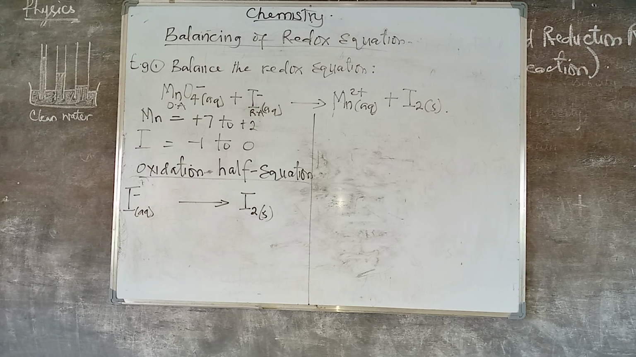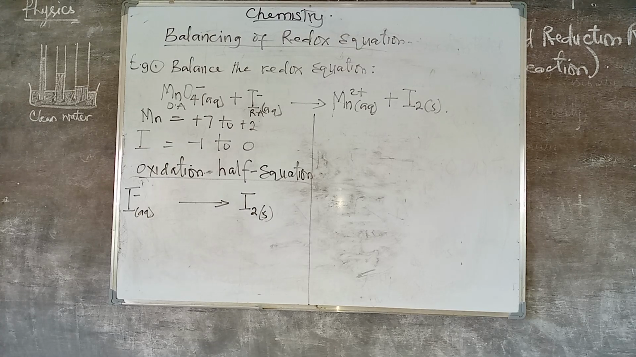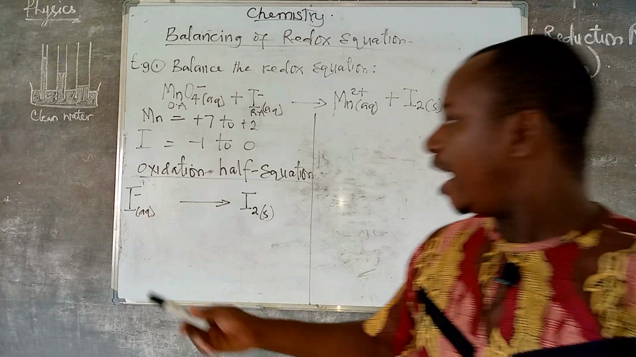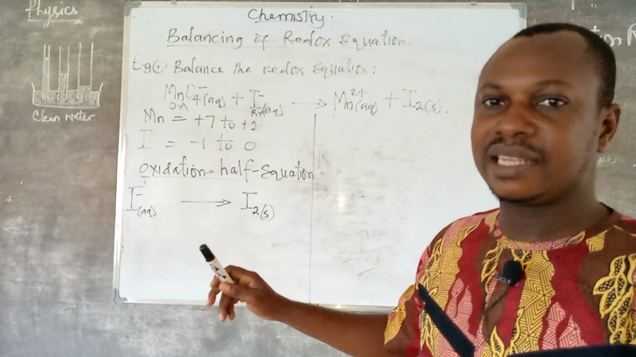That is why I represented iodine in the oxidation half equation. That is why it is there. It is the one that is oxidized. That is why iodine is there. So let us start the balancing now.